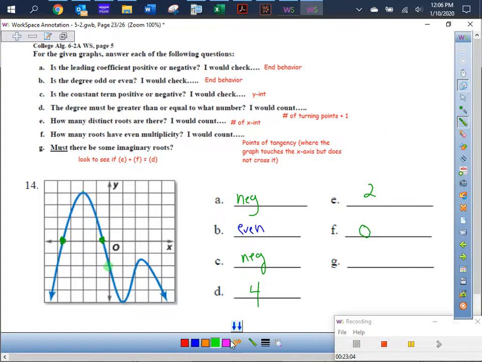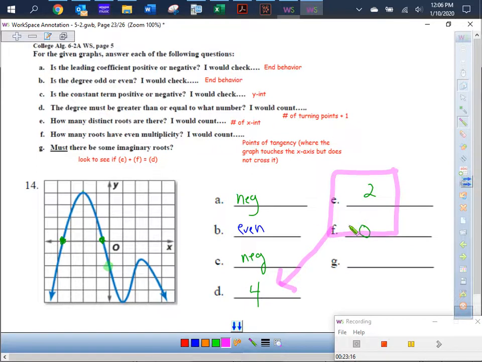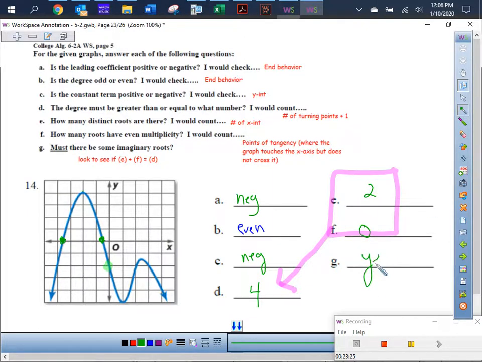And they ask, must there be imaginary roots? So we have to play a little opposite game here. We're supposed to check if the number of x-intercepts plus the number of points of tangency equals the degree. So let's do it like this. Yes or no? Does 2 plus 0 equal 4? No. Opposite. Yes, there must be imaginary zeros. Because we said no to that question, we put the opposite answer: the number of x-intercepts plus the points of tangency needs to equal the degree for them to not be imaginary. So we said no to that question, we'll say yes to this.